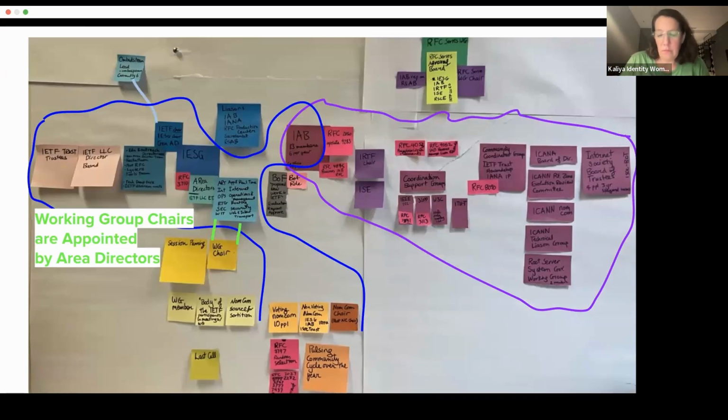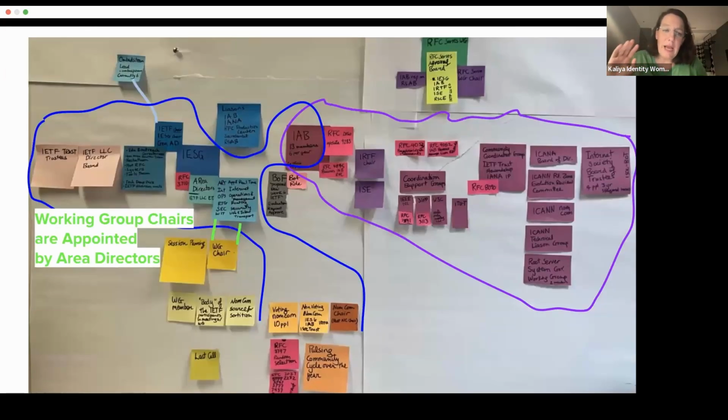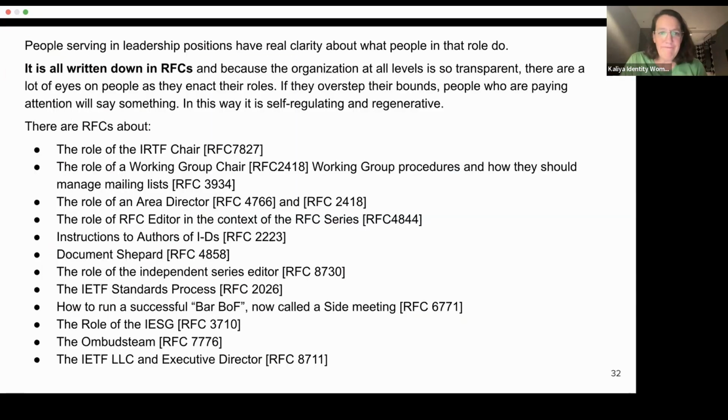So that's how there is also this hierarchy going on there, where you become a working group chair at the invitation of an area director, and you can also be let go. If you're not doing a good job, they will ask you to move on and stop being a chair. There are 125 working groups currently in the IETF.